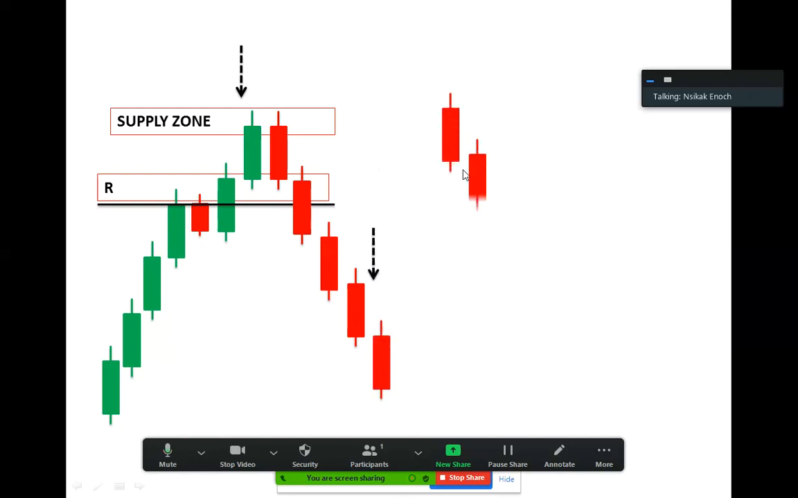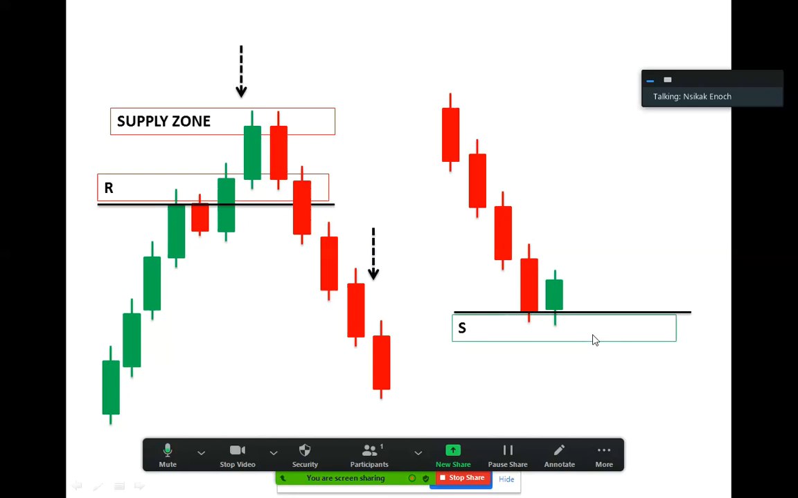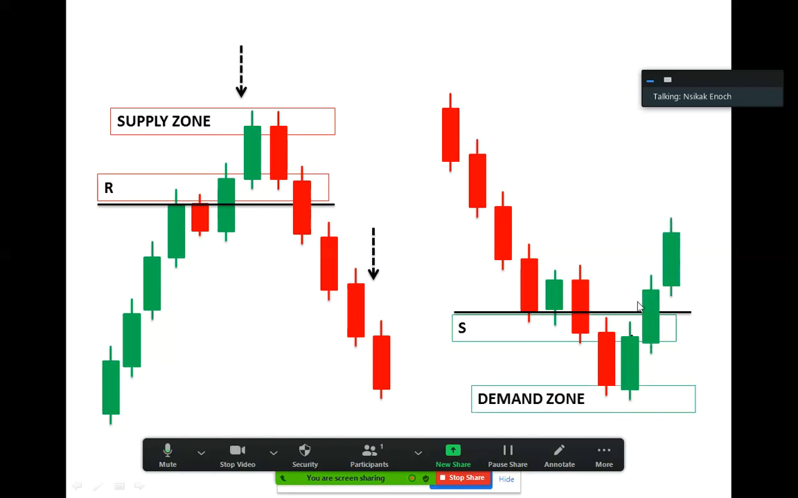Same thing applicable to the demand. Okay, same thing. When the price reverses, it creates a support. Then we see the candle cross the support and then finally hit a strong demand zone. Then that is when the market starts moving upward. Okay, so let's move on.